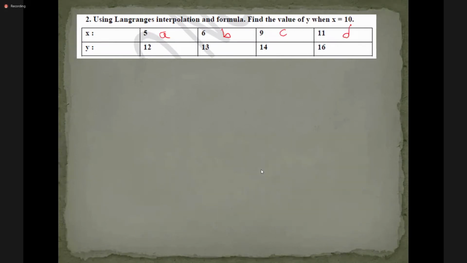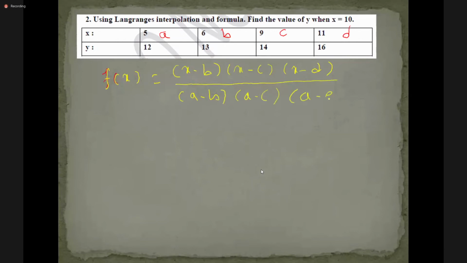So in the solution, we can start with Lagrange's formula. By Lagrange's formula, f of x equals, anyone? Tell me the formula first. x minus b into x minus c into x minus d upon a minus b into a minus c into a minus d into f of a. Very good.